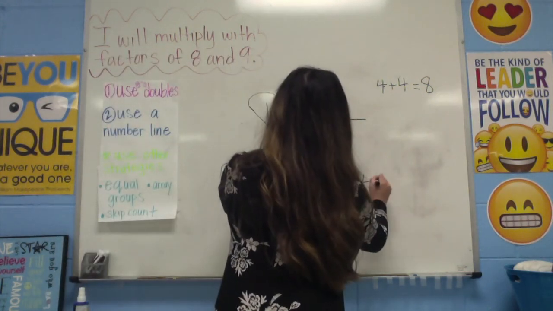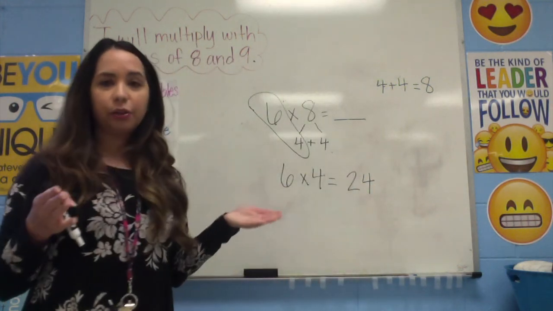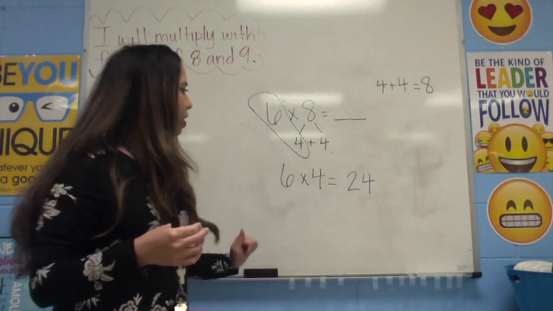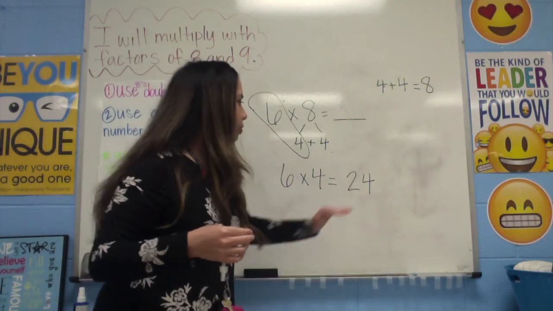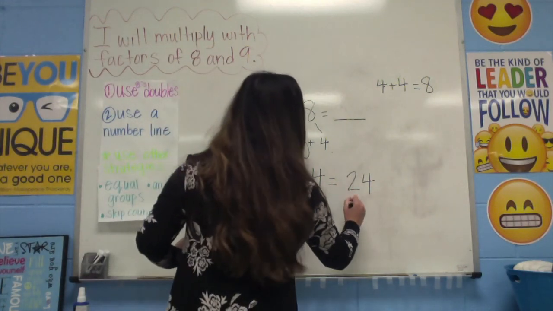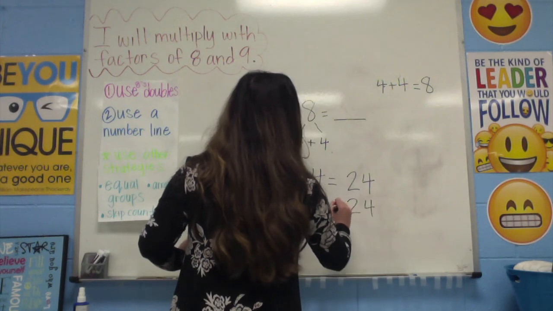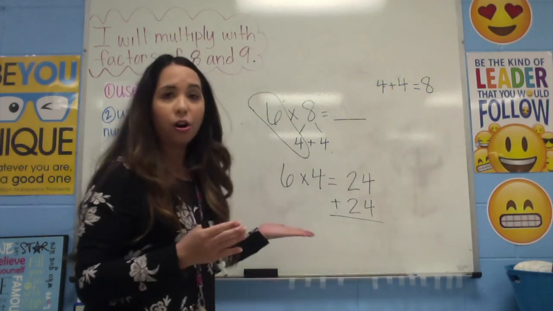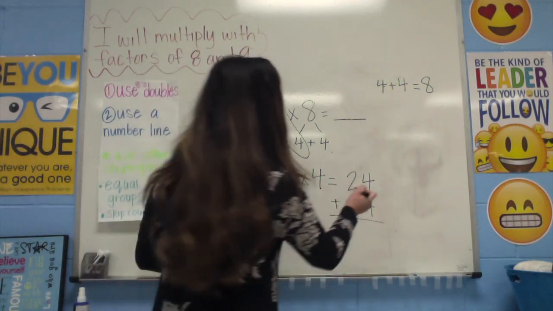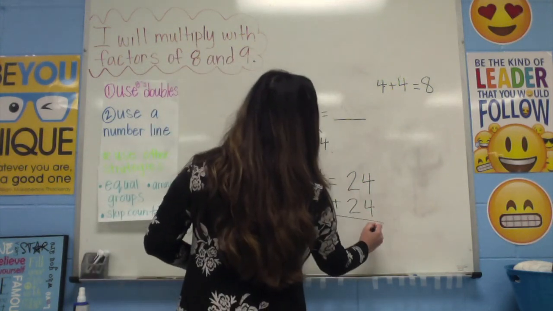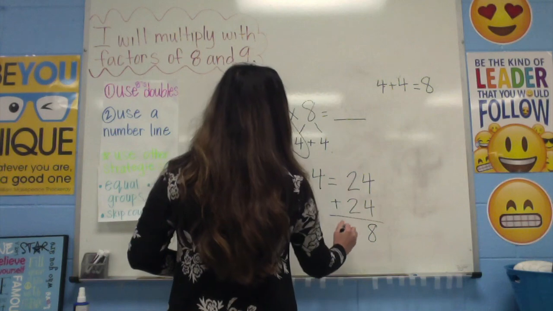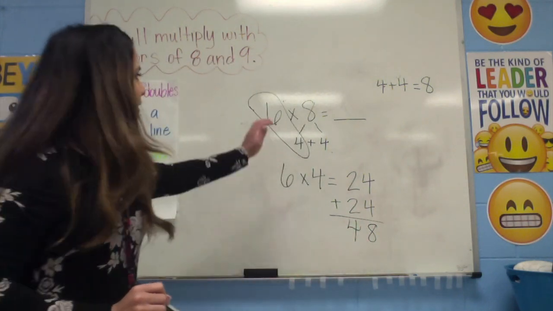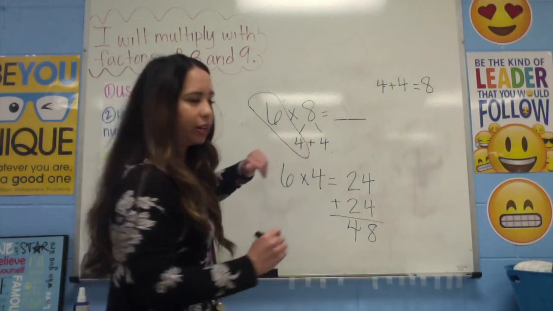Let me write that down. Now, because we're using the double strategy when we're multiplying numbers by 8, all I have to do is double the number 24. So I'm going to rewrite it. As you can see, we have 24 two times. It's doubled. Now all we have to do is add. 4 plus 4 is 8. 2 plus 2 is 4. 48. So 6 times 8 is 48.